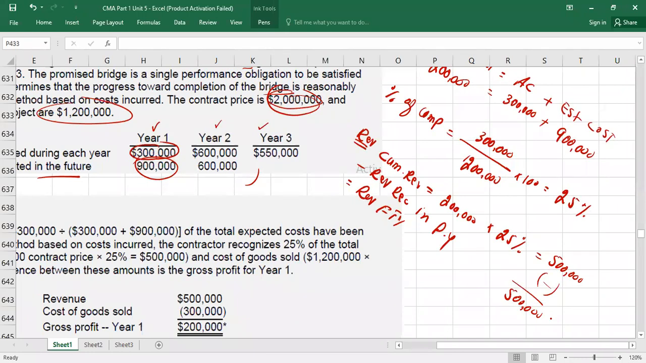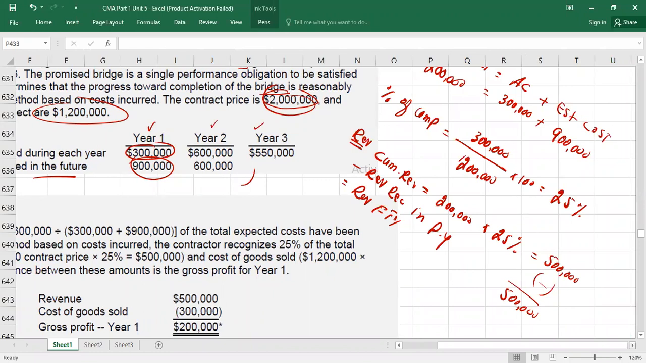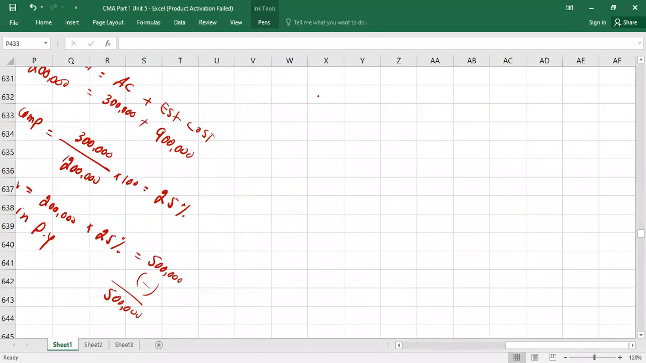So I'm moving to the next slide. Right? So cost of goods sold, how will you calculate, guys? I'm just writing. This is the CGS calculation, cost of goods sold. So first you have to calculate what? Cumulative cost of goods sold. For that, what was the formula? Total cost, which I have calculated as 1.2 million, into percentage of completion, which is 25%. So it will be how much? 300,000.